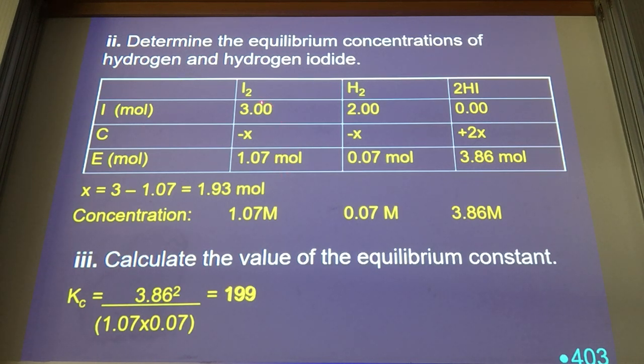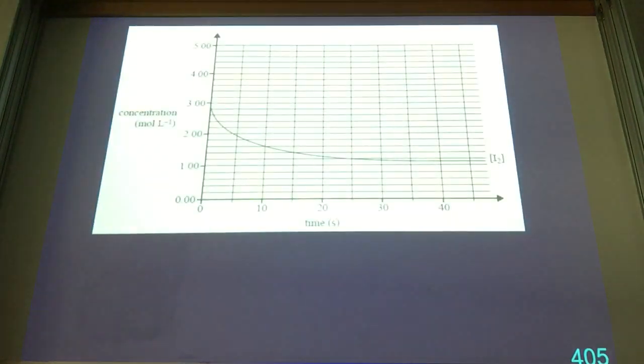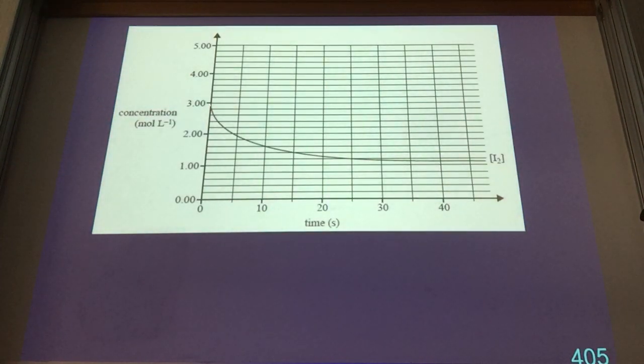So we can see that iodine, which is shown on the graph, goes down from 3 to 1.07. So initially 3, at equilibrium 1.07. Hydrogen, initially 2, at equilibrium 0.07, so quite close to 0. Hydrogen iodide starts off at 0, ends up at 3.86. So they're the values we're going to have to get on our graph. So we've got our iodine, starting off at 3, ending up at 1.07.